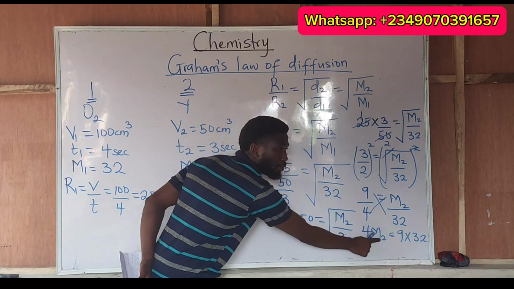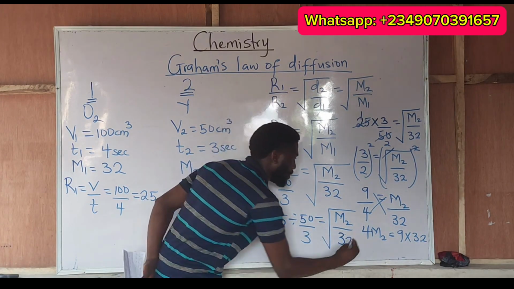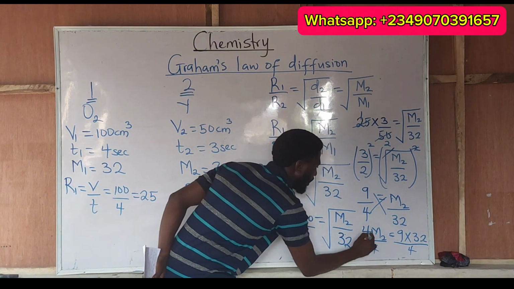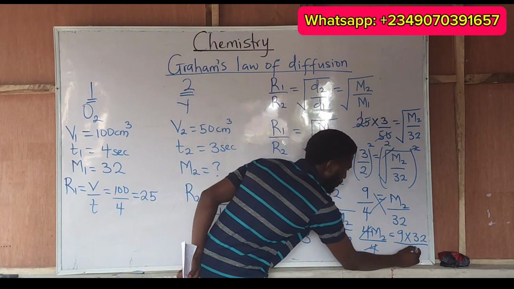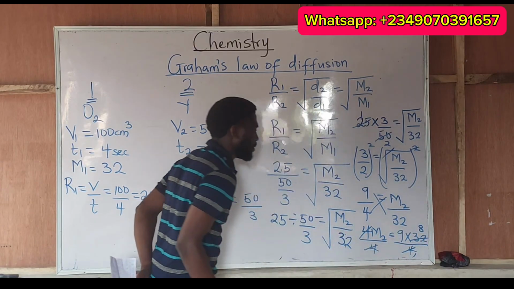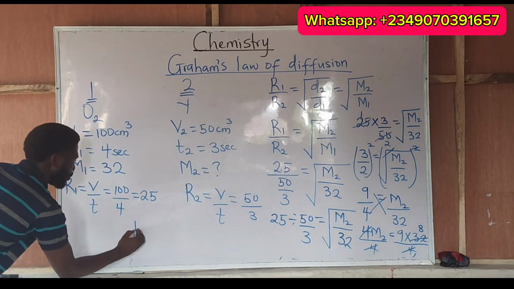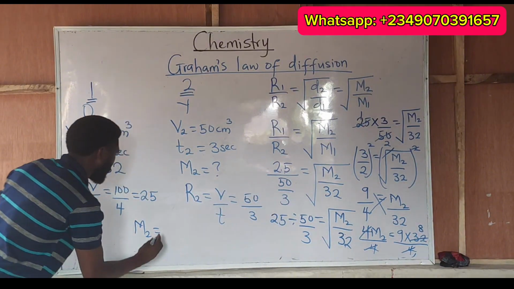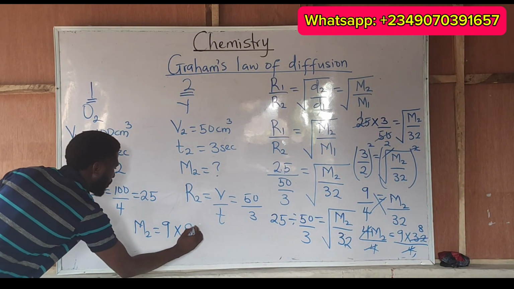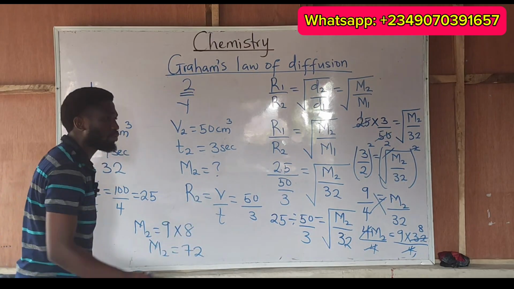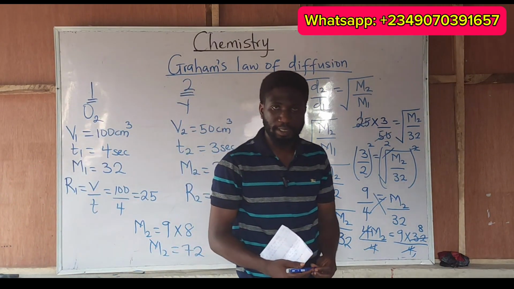Looking for M2, divide both sides by 4. 4 into 4 is 1, and 4 into 32 is 8. So I'm going to have M2 to be 9 multiplied by 8, and M2 will give us 72. So the answer there is 72.